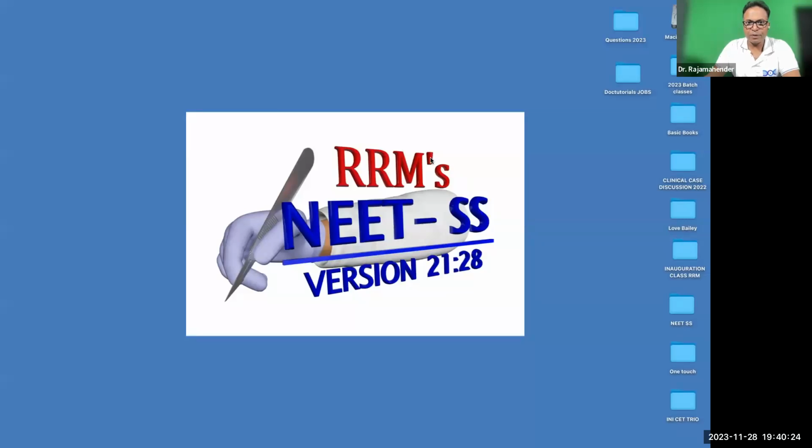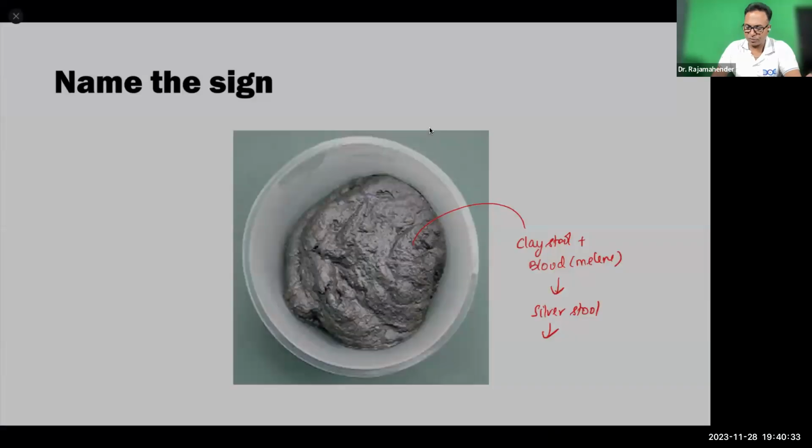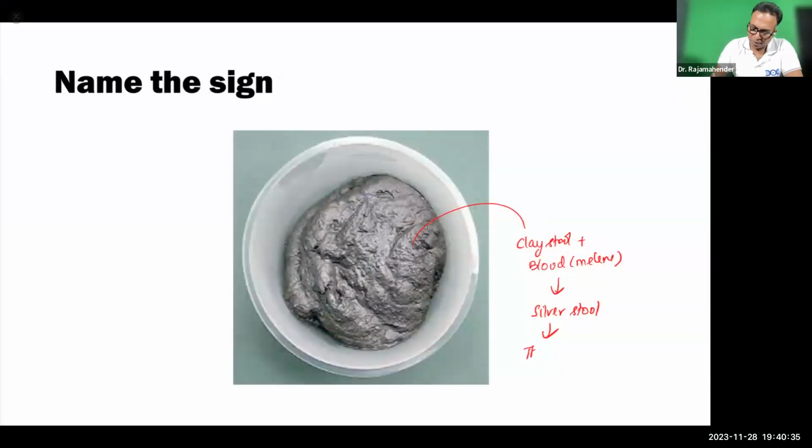Yeah, very good. That is a Thomas sign. Very good, Pooja, Subhashini, Rajesh Krishna. That's correct. So that is known as Thomas sign. Very good. So any doubts, we will explain later.